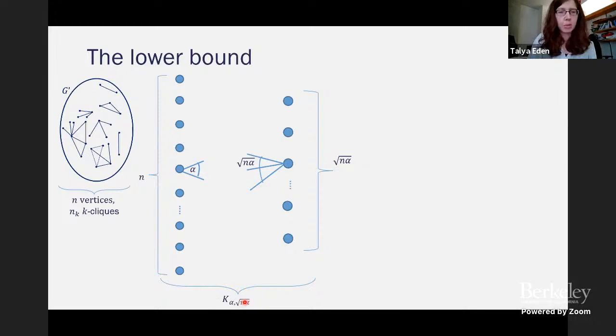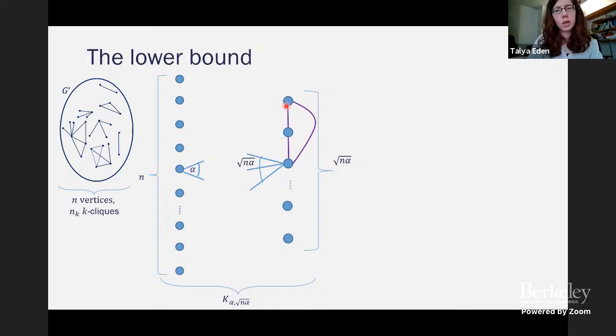So also it can be verified that this graph has arboricity at most alpha, because this is the subgraph that maximizes the average degree, and the average degree here is alpha. Okay, and then what we do is in this bipartite graph, we hide a clique.